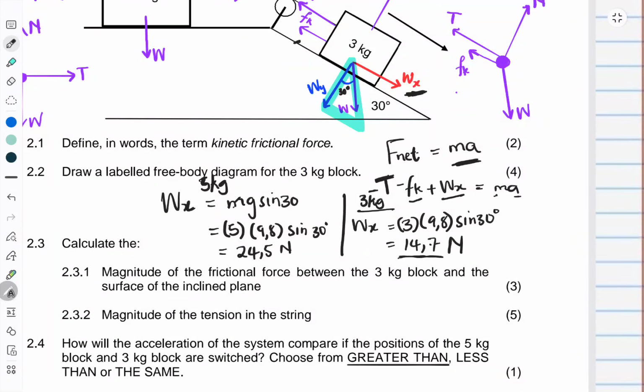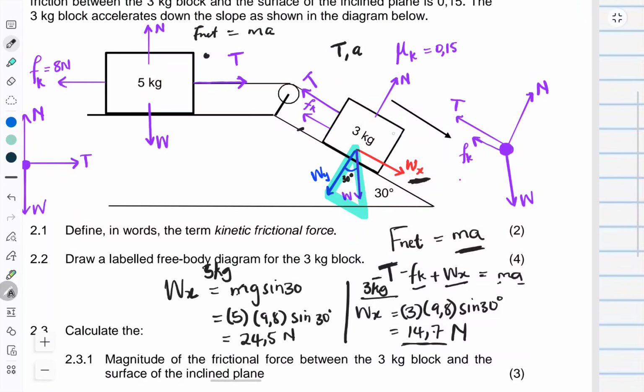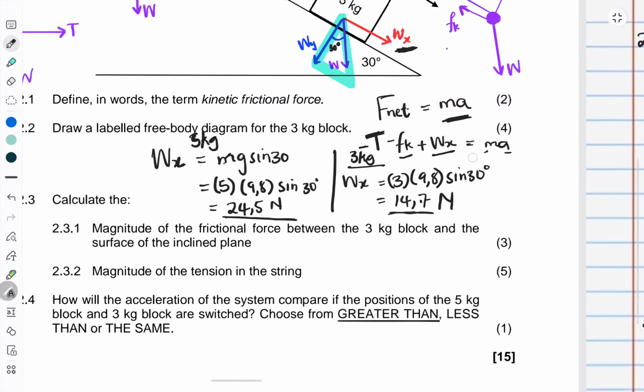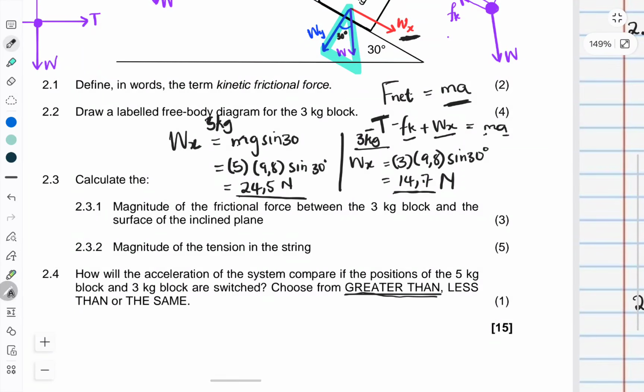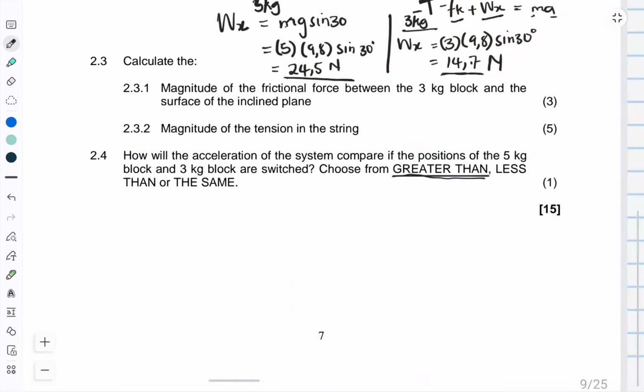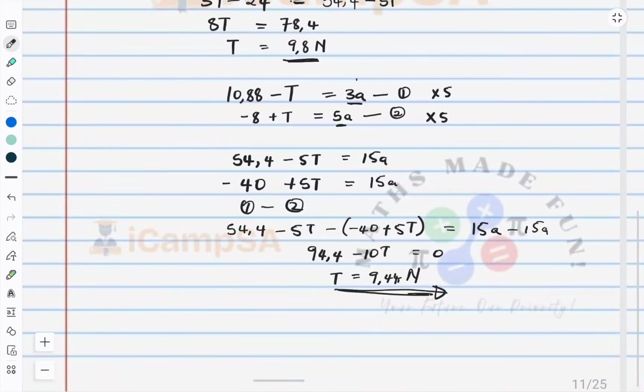Okay, now we replace the 3 kilogram block and put the 5 kilogram block instead. So instead here we will put the 5 kilogram block, and the 3 kilogram block takes the position of the 5 kilogram block. Now the new driving force, or the new parallel component of the weight, will be from the 5 kg block, and that component is 24.5 newtons. So it's way higher than initial, so we can be confident that it will be greater than. So that's our answer. Let me write it here. 2.4: greater than.